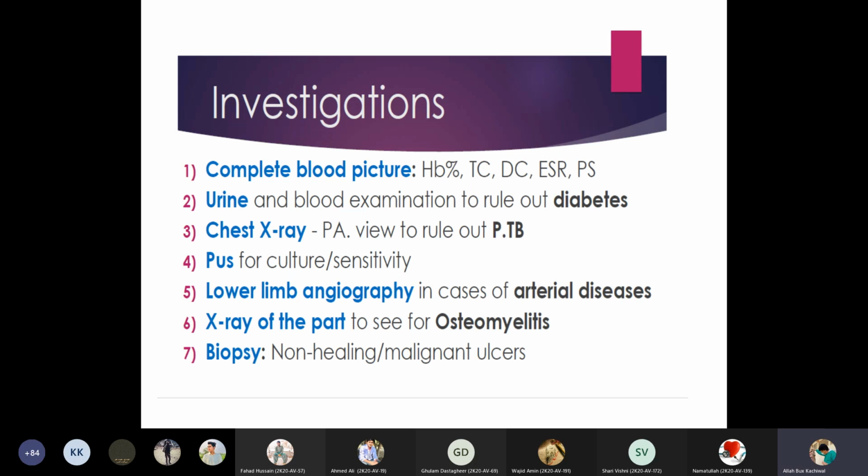The investigation can be performed by complete blood picture, hemoglobin, differential leukocyte count, and then the erythrocyte sedimentation rate can be seen. Urine and blood examination to rule out diabetes, chest X-ray to rule out tuberculosis, pus for culture and sensitivity, lower limb angiography in cases of arterial diseases, X-ray of the part to see for osteomyelitis, or a biopsy. Non-healing or malignant tumors can be diagnosed by biopsy.